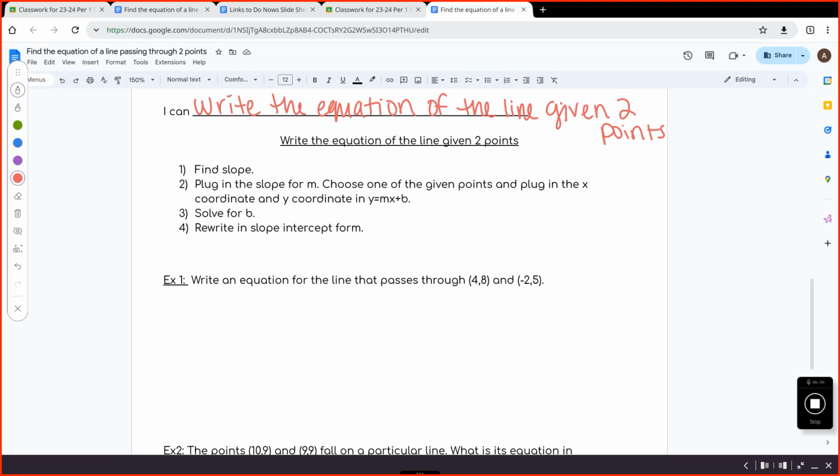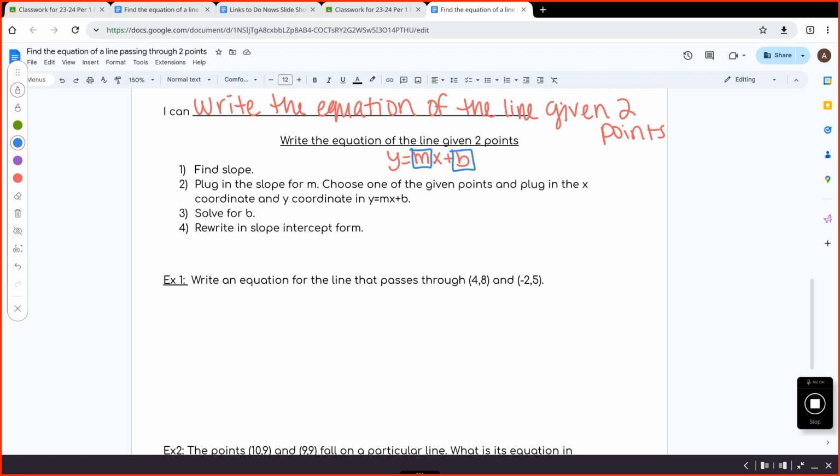Hi there, in this video we are going to go over how to write the equation of a line given 2 points. Alright, so I have a few steps here. Step 1, you're going to first find the slope because the equation of a line is made up of y equals mx plus b, and you are also given m and b when we have the equation of a line. So those are the two that we need to look for.